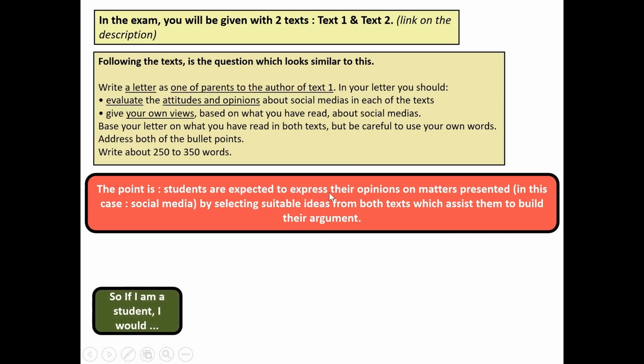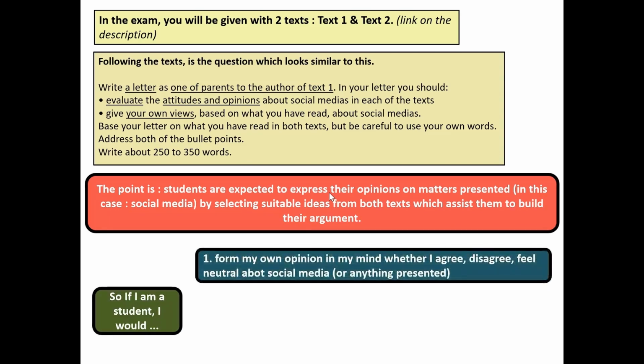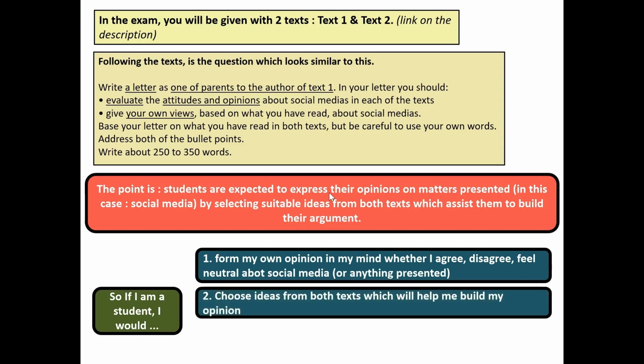Okay, so if I am a student, I would first form my opinion in my mind first, okay? Whether I agree, disagree, or feel neutral about social media or any other things presented, okay? So the first thing as a student, I would decide first from the beginning. What is my attitude? What is my opinion towards items discussed, towards social media in this case? Okay, after deciding, oh, I think I would agree with the use of social media. I would advocate for the use of social media. Number two, this is what I have to do. I will choose ideas from both of the texts, which will help me build my opinion.